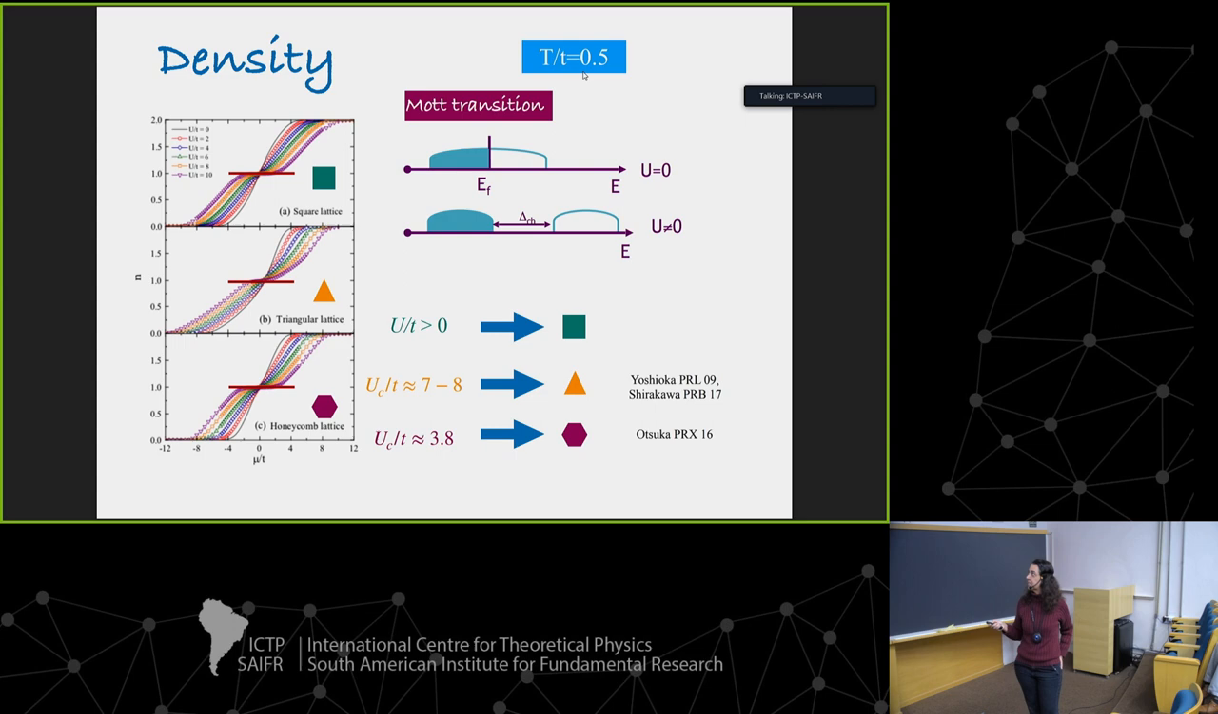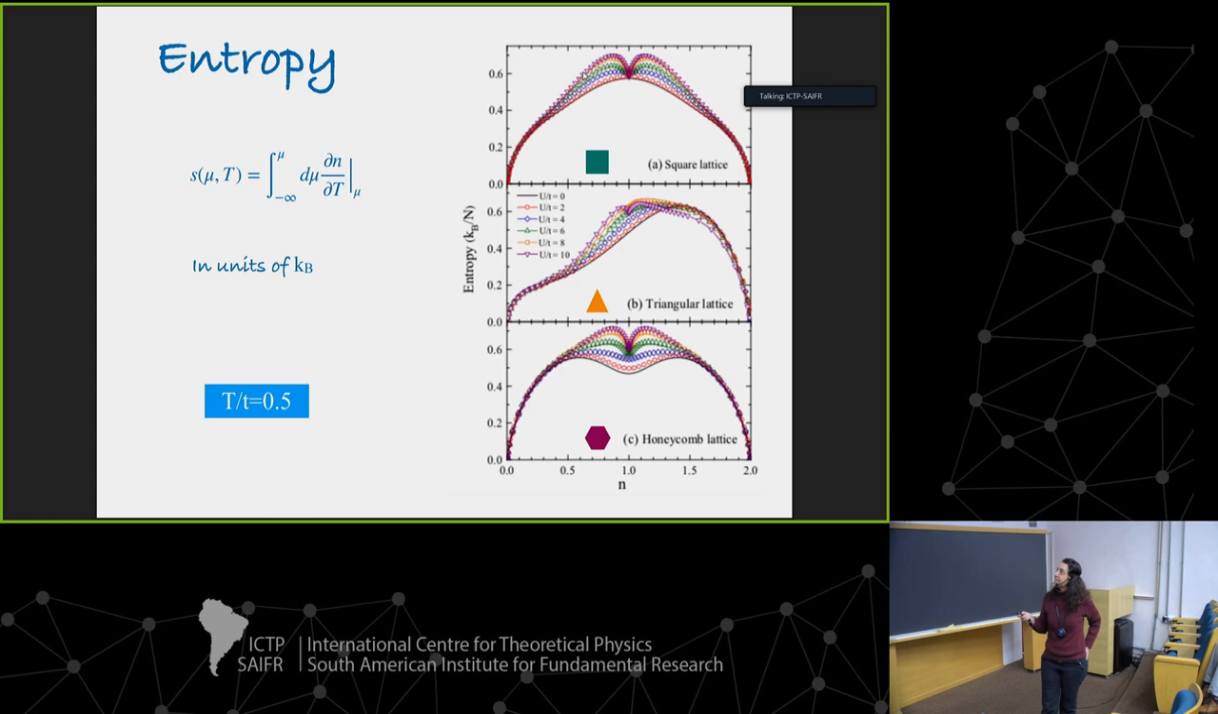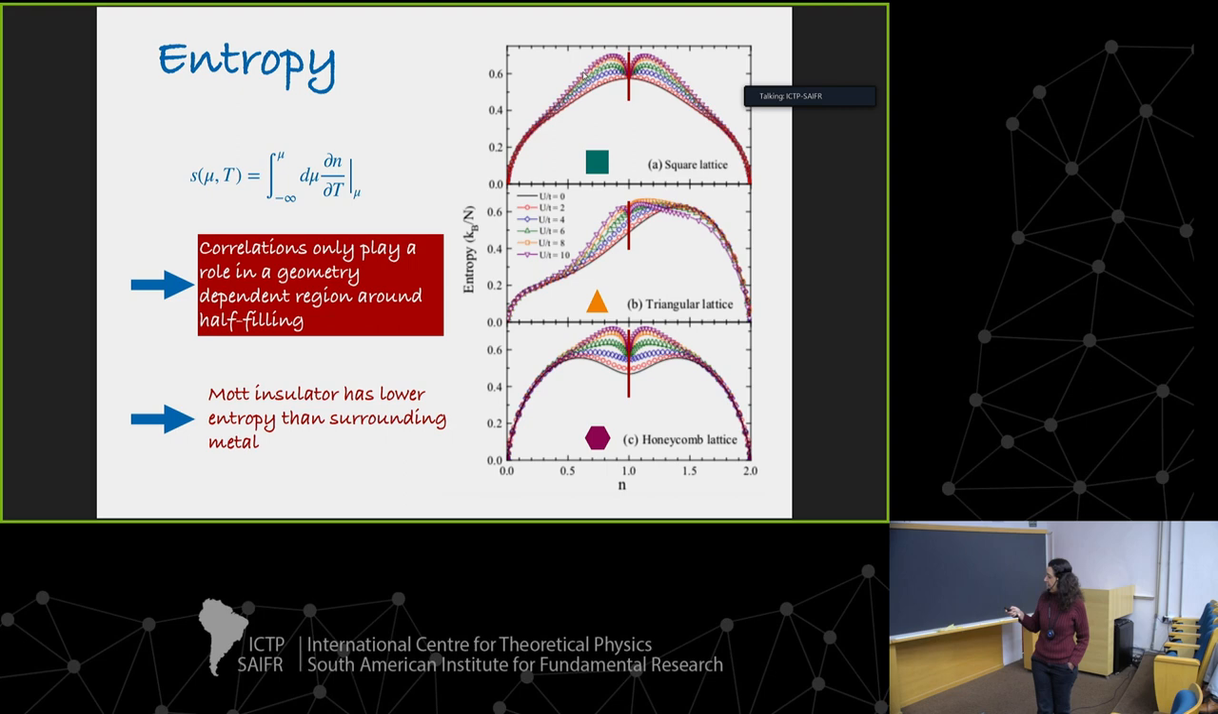An intermediate quantity we need to calculate in order to get the Seebeck coefficient is the entropy. We get the entropy by integrating the derivative of the density with respect to the temperature over the chemical potential. Here I present the entropy in units of the Boltzmann constant. And we see in all three cases that as we turn the correlations on, we start to see a dip forming at half filling. I marked the dip here. And this is the Mott insulator appearing. We know that the Mott insulator has lower entropy than the neighboring metallic regions because fewer states are occupied. So we understand that this dip is the formation of the Mott insulator.